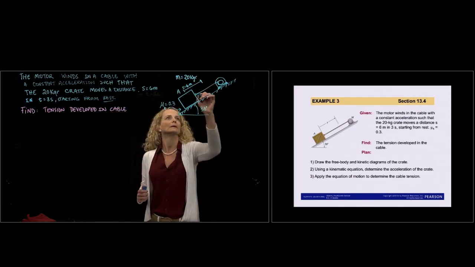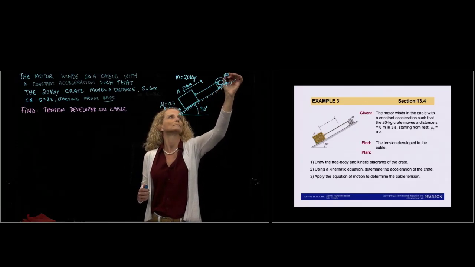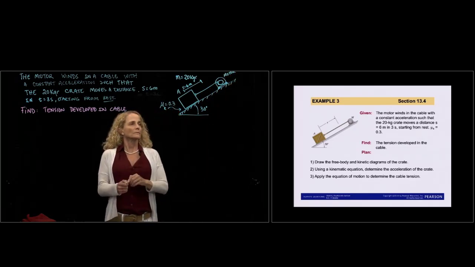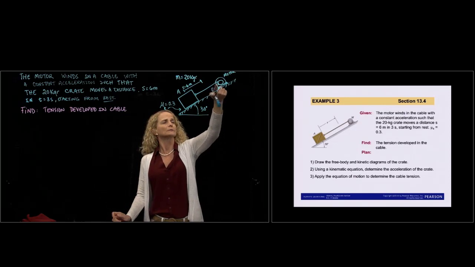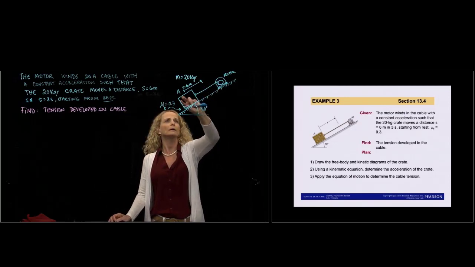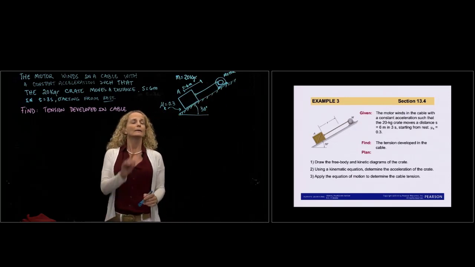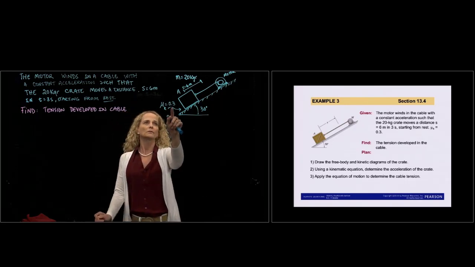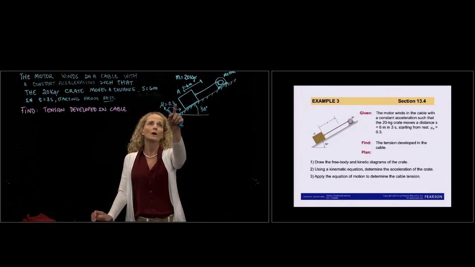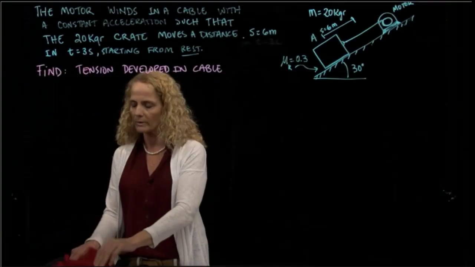This is the cable right here, and this is the motor. So we have a motor that is winding the cable right there, and that goes up. And very important, we have a rough surface. We don't have a smooth surface, so we do have friction right here. Let's work with the solution.